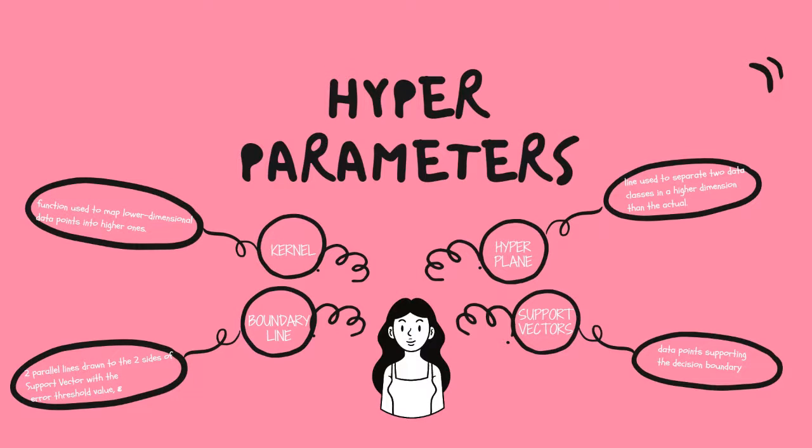Boundary line. Two parallel lines drawn to the sides of support vectors with the error threshold value epsilon are known as the boundary lines. These lines create a margin between the data points. The boundary is trying to fit as many instances as possible without violating the margin. Here these vectors are used to perform linear regression. The width of the boundary is controlled by the error threshold epsilon.